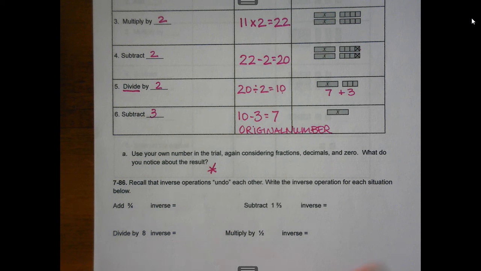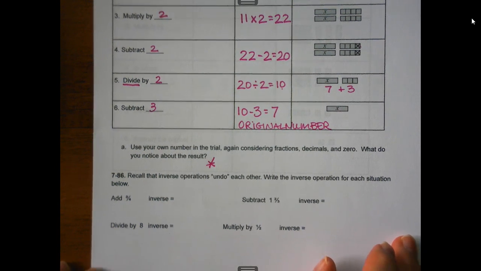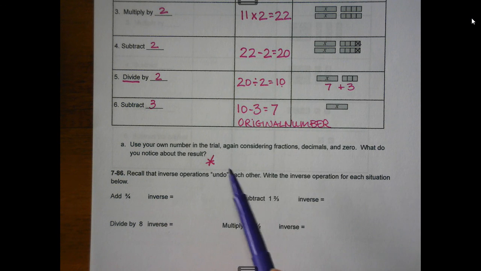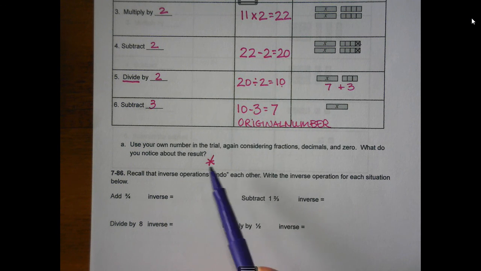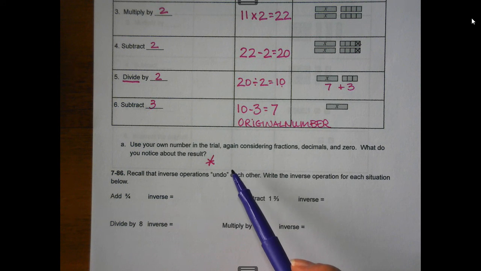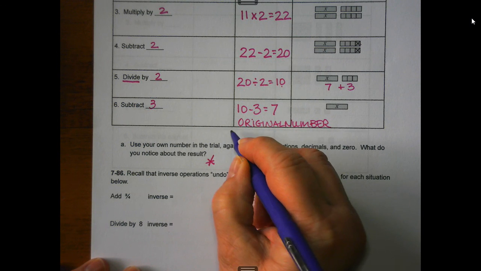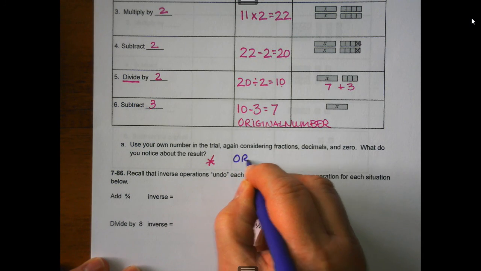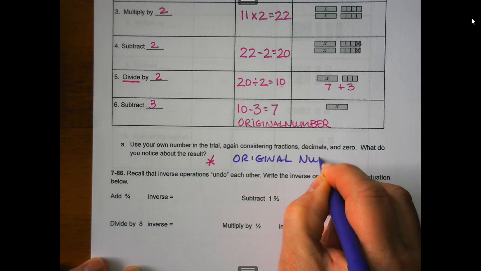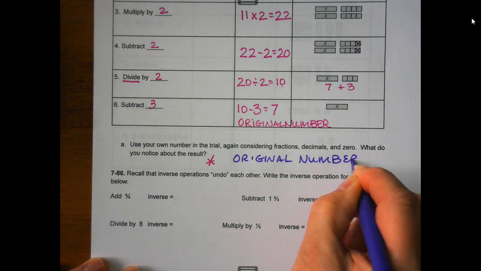Right, it is time to review our assignment from last time. And the first thing that I want us to just double check in on is when you did your own trial, what did you notice about the result? And what you should have noticed about the result is that you got the original number, or the number you started with.